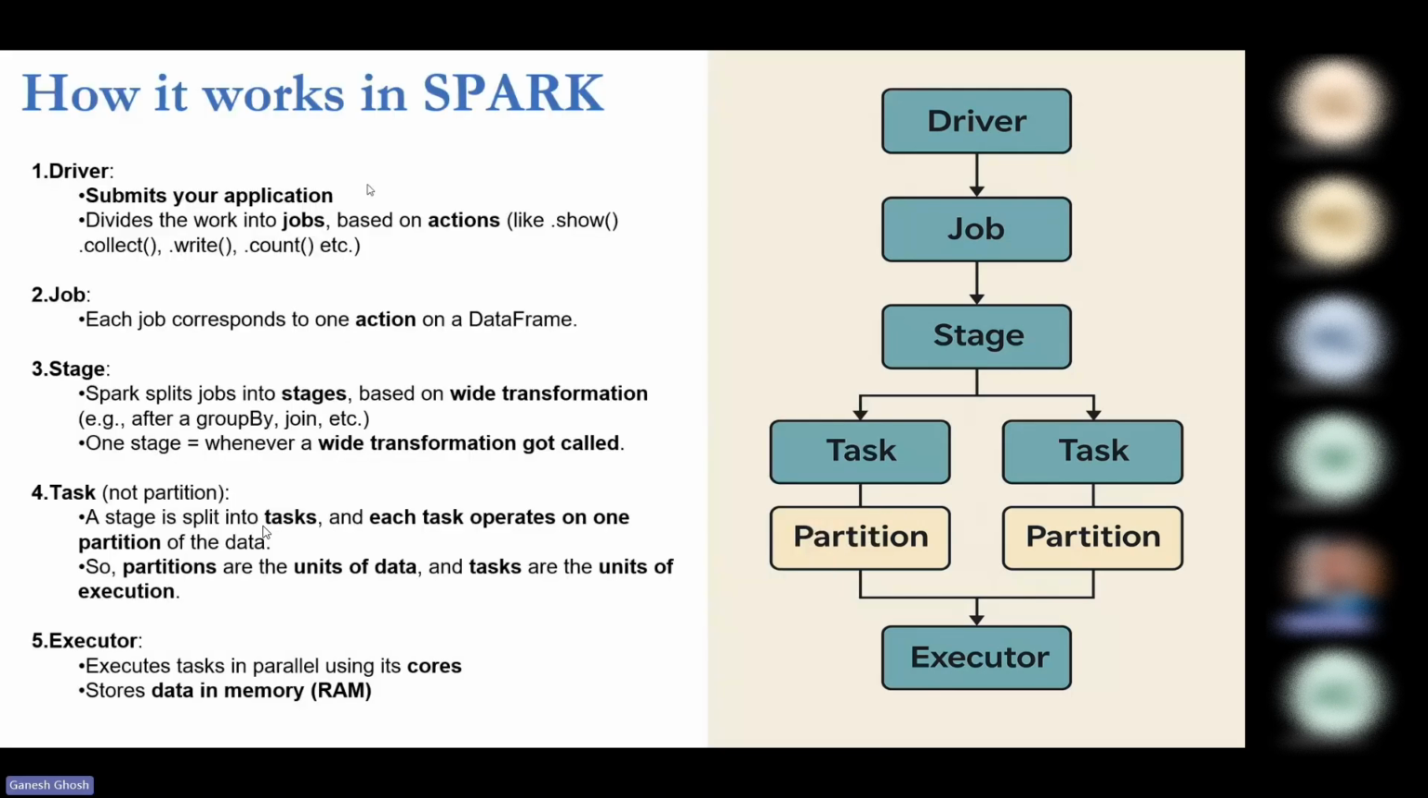So you are calling that, okay. Whenever you call an action or execution plan, you will have an action that will create one job. So if you have multiple actions in the execution plan in different places, then you will have more than one, or multiple jobs, okay. Each job corresponds to one action on the data frame. So now your jobs got created, okay.